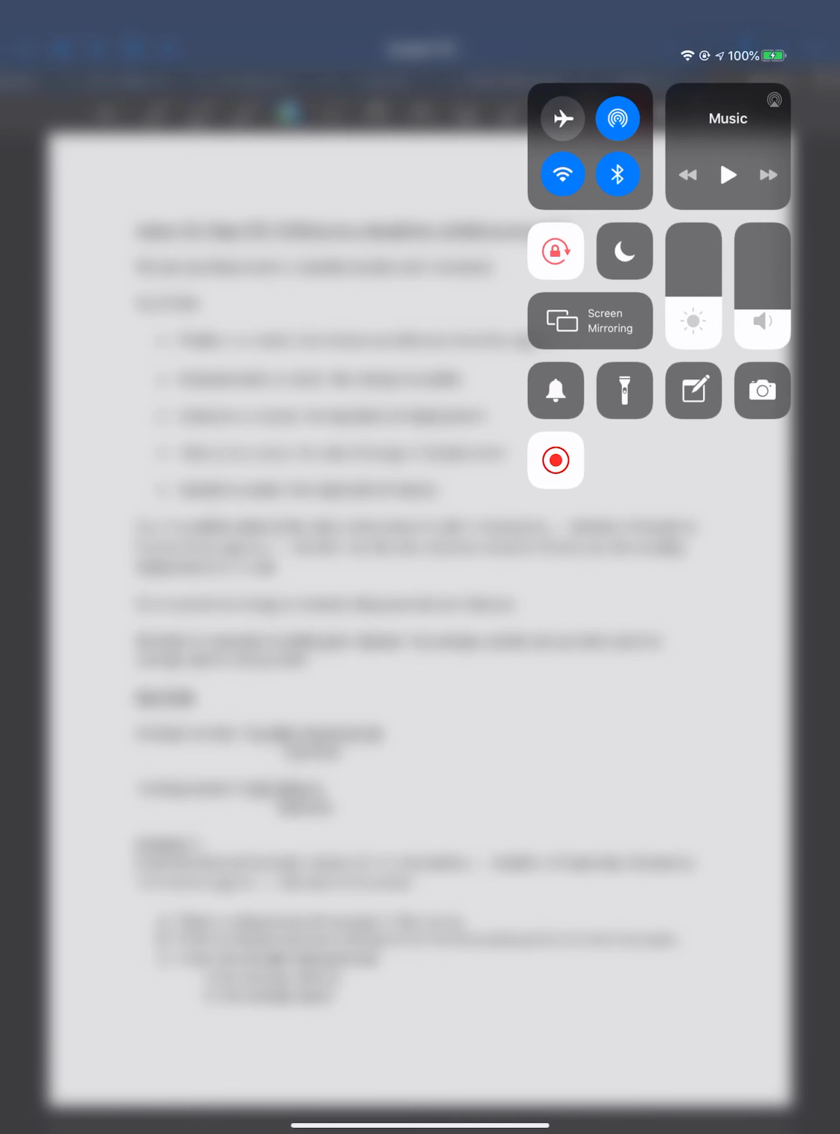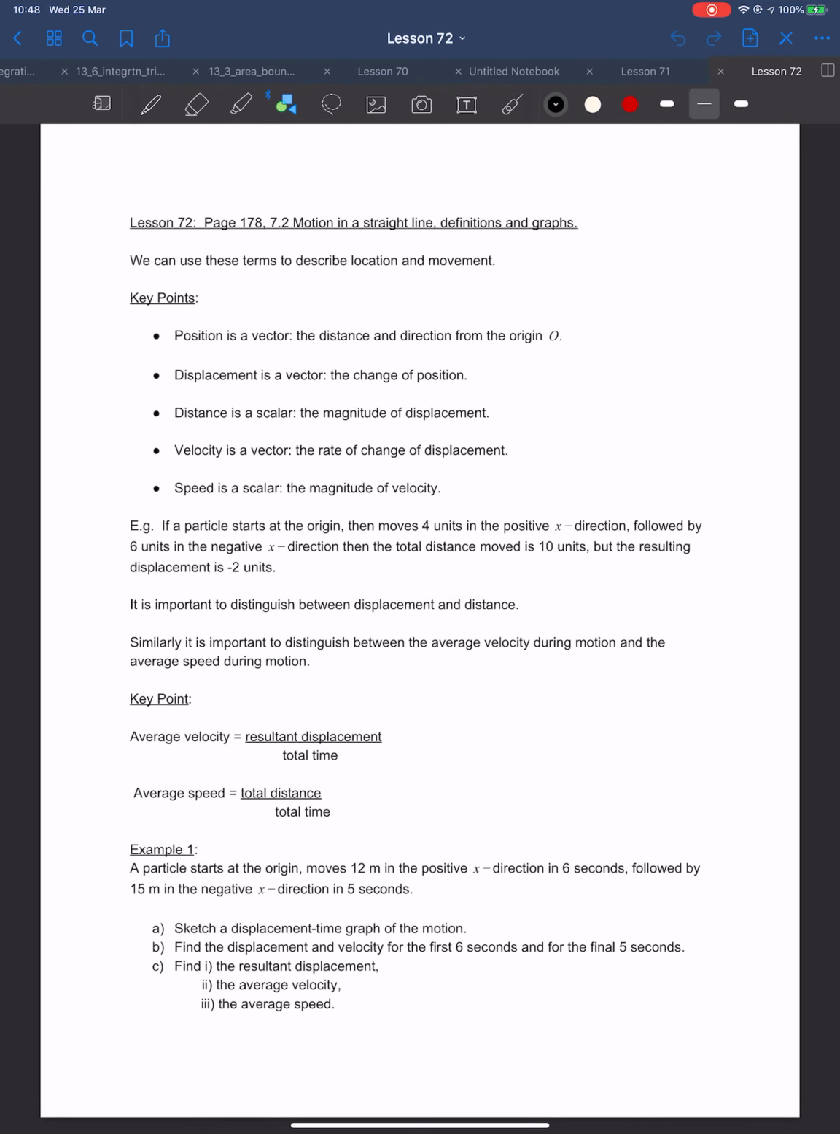Now, motion in a straight line, definitions and graphs. Again, I think you've done some of these already. Oh, I think you've done all of this already in the first term, but in a physics way, not in a maths way. So probably very similar. Right, so we're on page 178 here, and lesson 72. And right, I'll just carry on.